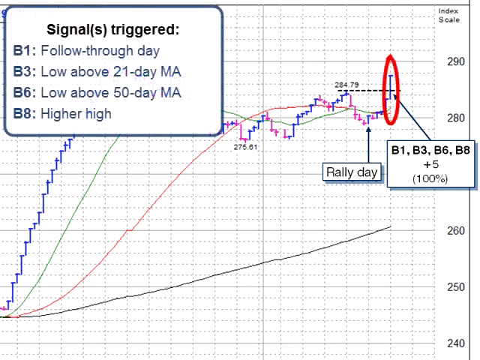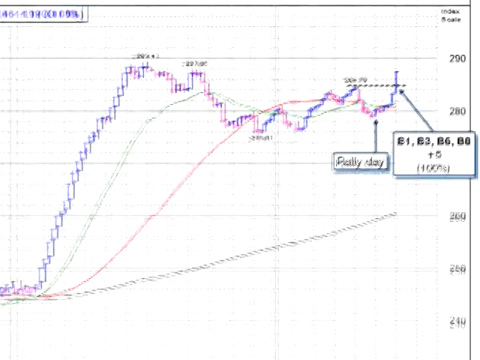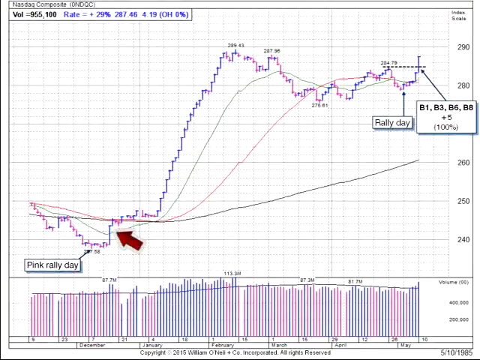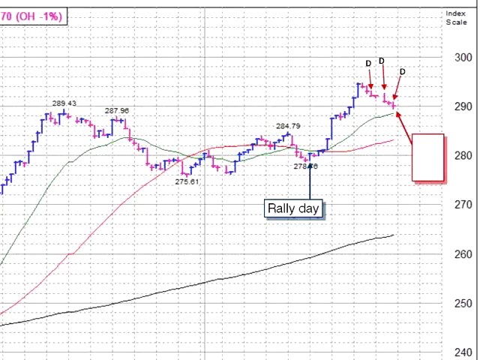So we've got our follow through day, we're above our 21 day, we're above our flatter uptrending 50-day, and then we took out this high. So we have a lot of signals going on. Because we already had exposure, that restraint rule doesn't come into play. It's only down here that it would come into play. So the market goes to new high ground.